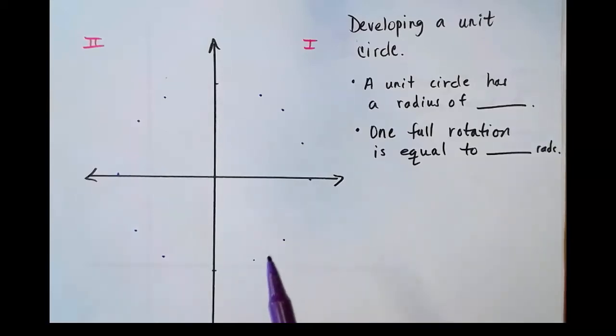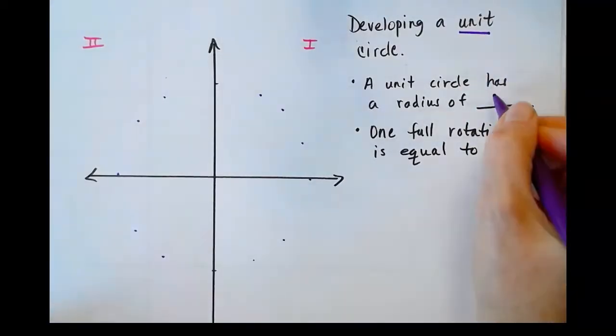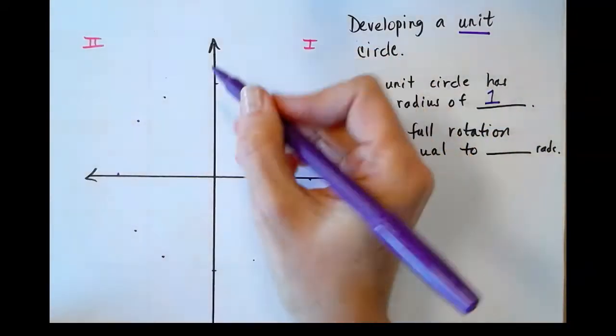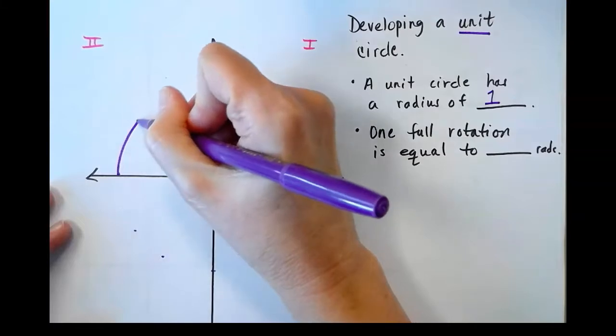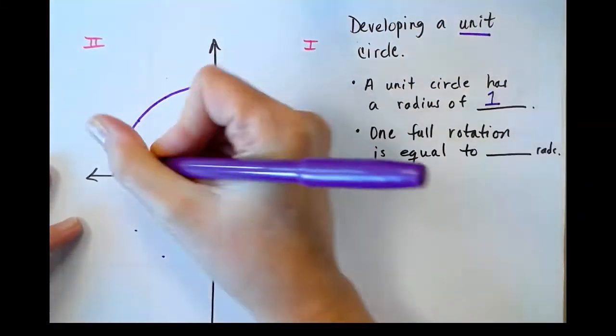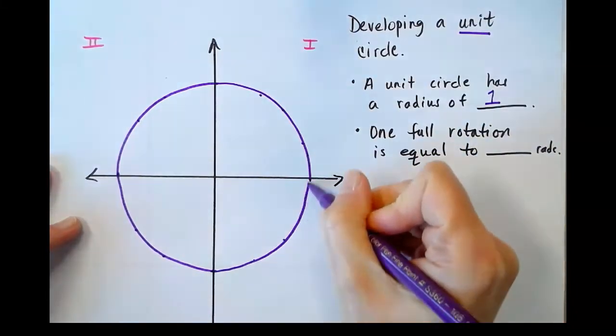This video is all about developing a unit circle and helping you understand how we use a unit circle in evaluating trigonometric ratios. So first of all, we're talking about a unit circle. And a unit circle has a radius of 1. And I have lots of points on here giving me some guide of how to draw in my unit circle here. And here's my pretty unit circle.